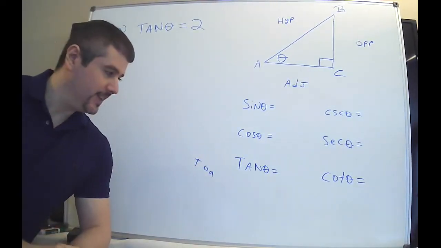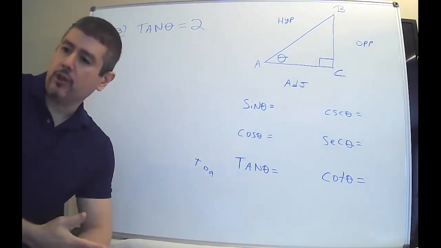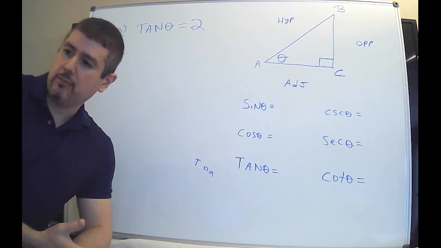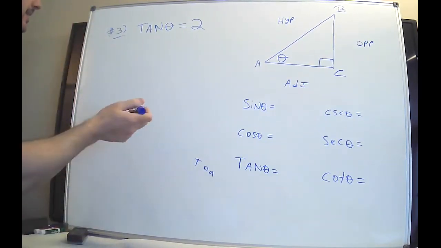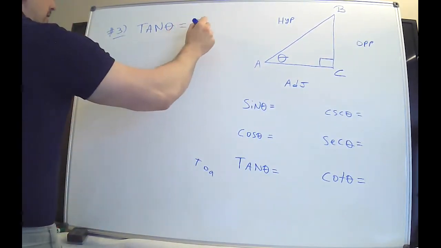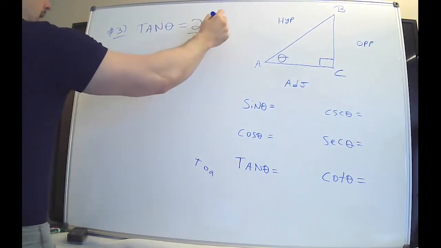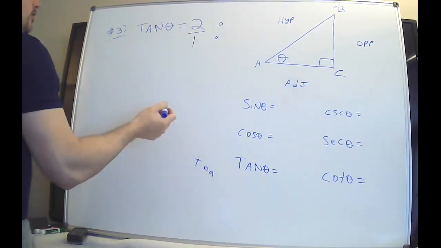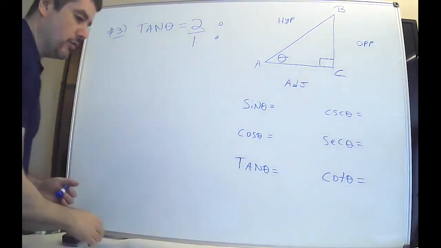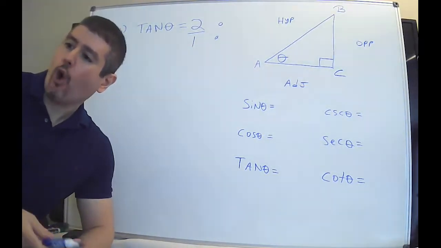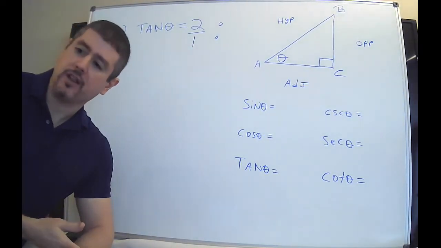SOHCAHTOA. Tangent is opposite over adjacent, but I just wrote the number 2. And the thing is, I need it to be a fraction. I need it to be opposite over adjacent. So the only thing you can do is put a 1 under it. I mean, how else can you write the number 2 as a fraction? You can write any whole number as a fraction by putting a 1 underneath.